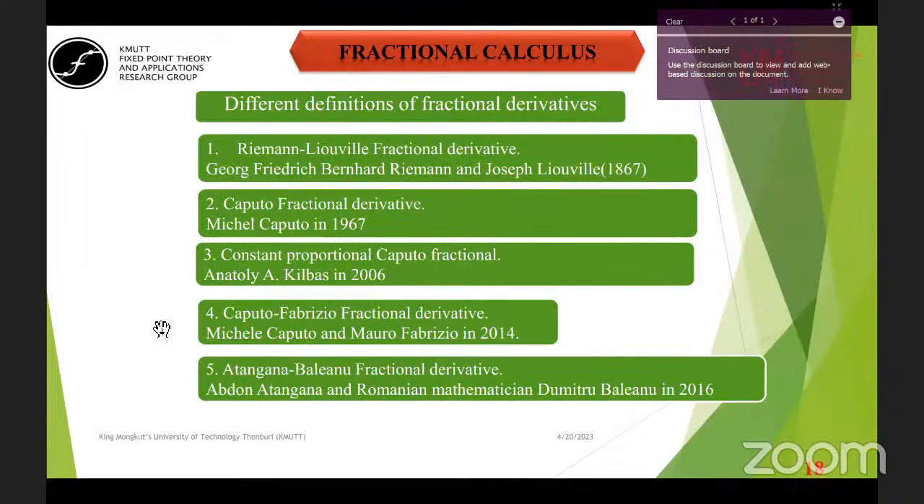After that attempt, many researchers found definitions, and the most common in the literature are as follows. In 1867, Grunwald-Letnikov defined the Riemann-Liouville fractional derivative. After that, many researchers worked on this, and Michele Caputo in 1965 presented the Caputo fractional derivative, which is very famous up to now. In 2006, Anatoly presented the Katugampola proportional Caputo fractional derivative. And recently in 2014, Caputo and Fabrizio presented a new definition, the Caputo-Fabrizio fractional derivative.